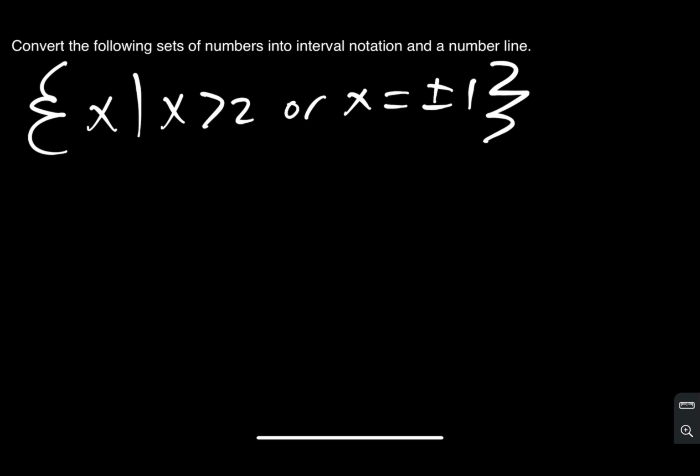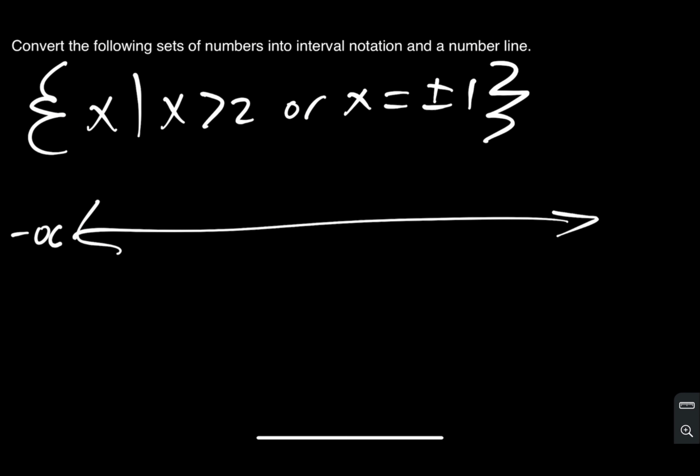So we have the inequality x is greater than 2, and then we have x is equal to plus or minus 1. So let's draw a number line. We have negative infinity, positive infinity. We have 2 and plus or minus 1. So we have negative 1, 1, and 2. So let's start off with 2. We have x is greater than 2. Since it has no equal to part, we represent that with a hollow point.